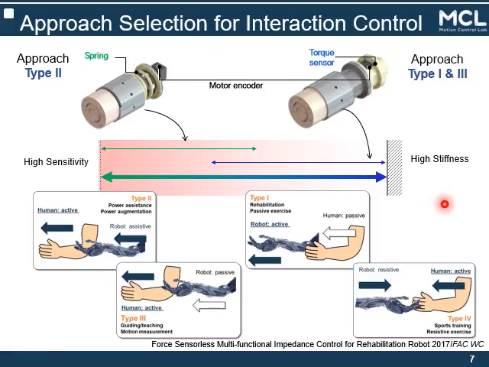Therefore, different types of interaction control system are applied based on the required compliance and sensitivity. Type 2 system, such as SEA, is utilized when high sensitivity and compliant actuation are required, while Type 1 and 3 systems are adopted when high stiffness is necessary. In other words, the compliance and the sensitivity are the key characteristics to understand and analyze the interaction control.